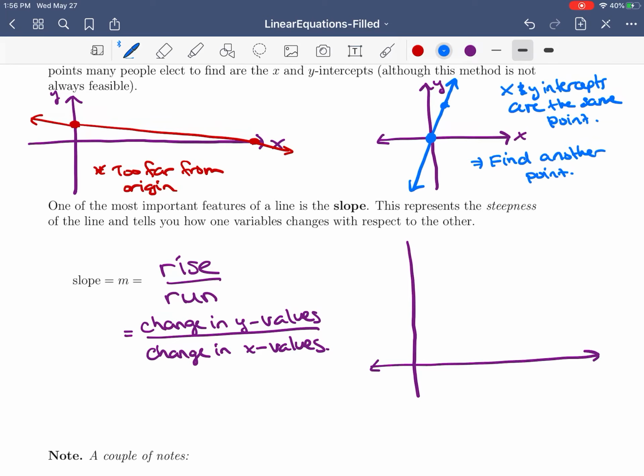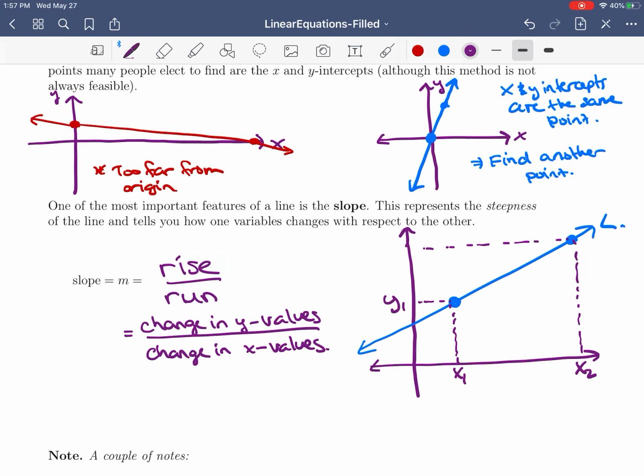Okay, so let's say that this is my line, something like this. I'm going to call it L. And let's say I have 2 points on the line. It can be any 2 points, it doesn't matter. So here, let's say this one is point x1, and this one is point x2. And then I'll have the y value, y1, going with x1, and y2 going with x2.